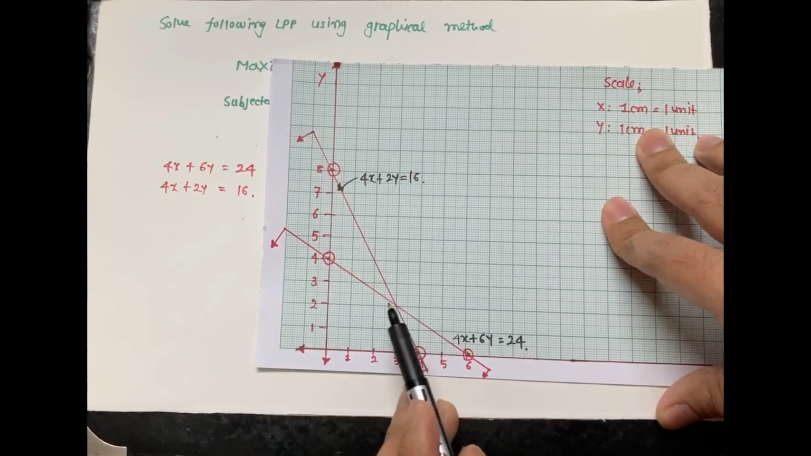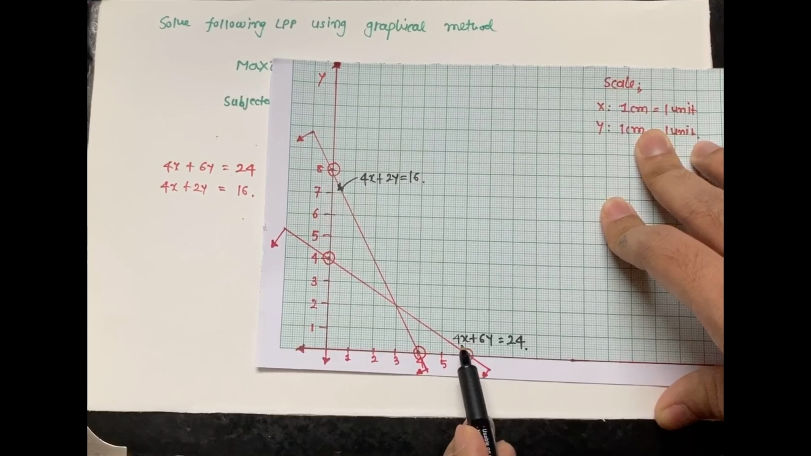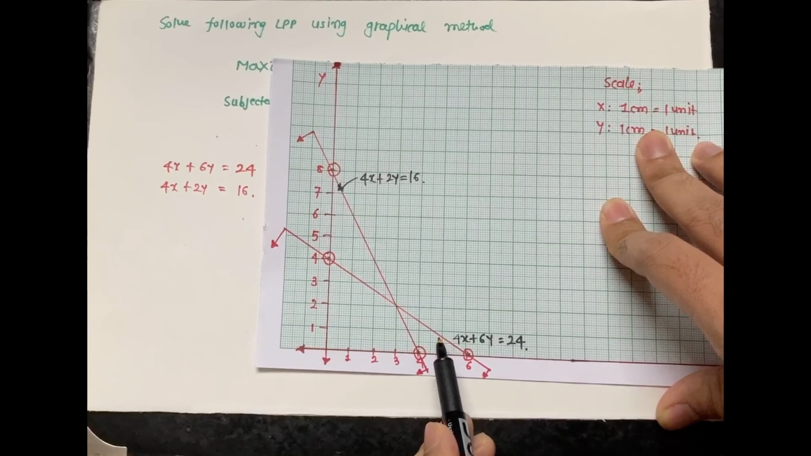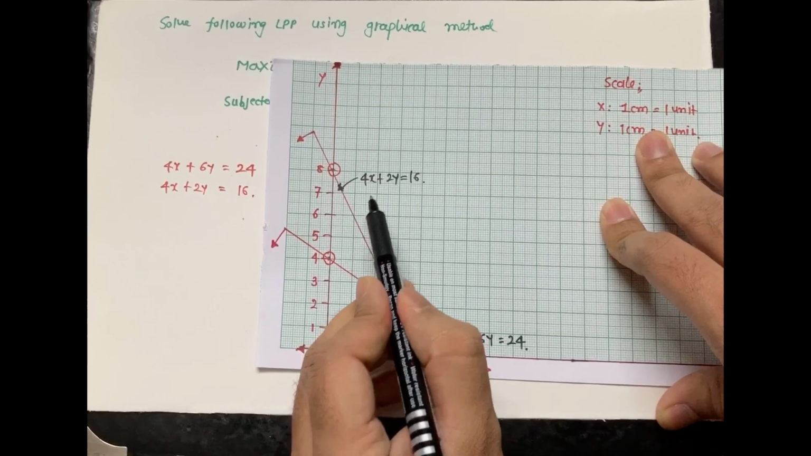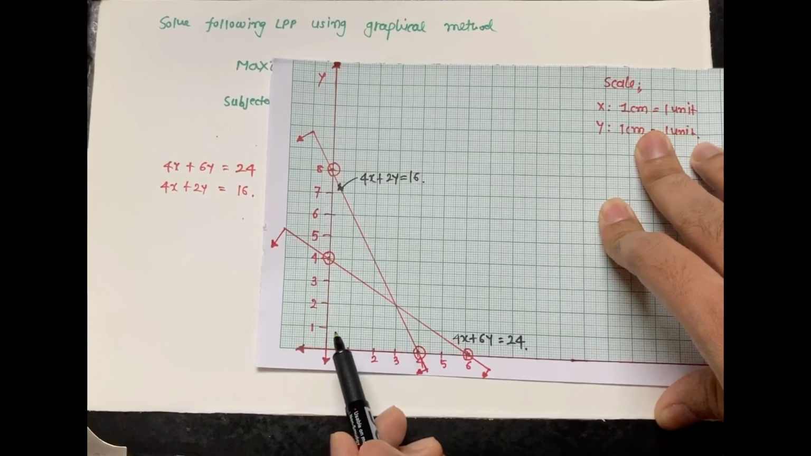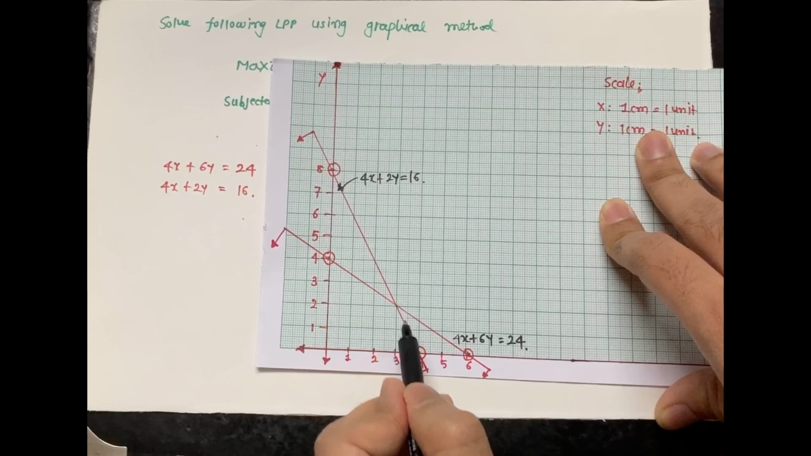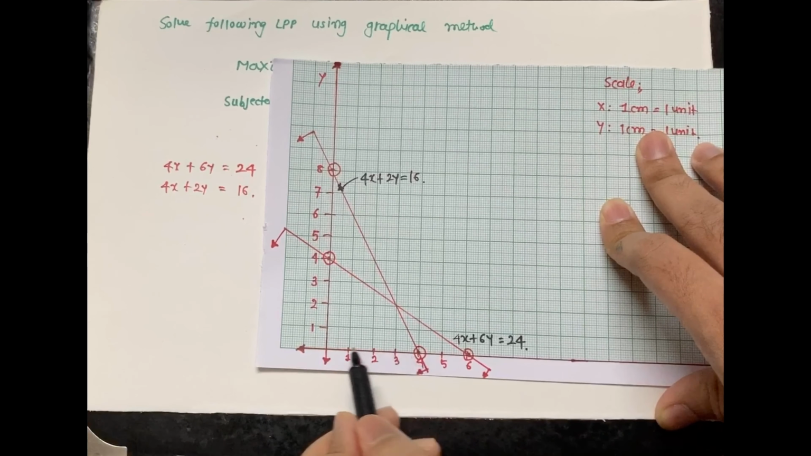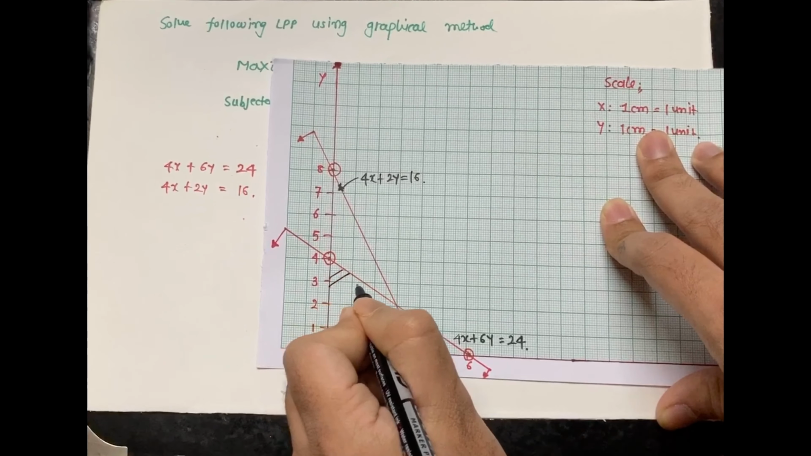The feasible region that satisfies constraint 1 is this particular triangle portion, and the feasible region that satisfies constraint 2 is this particular triangle. The common region, the intersection of these two, is this one.